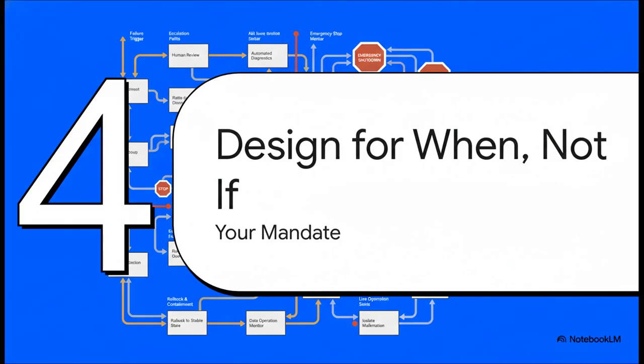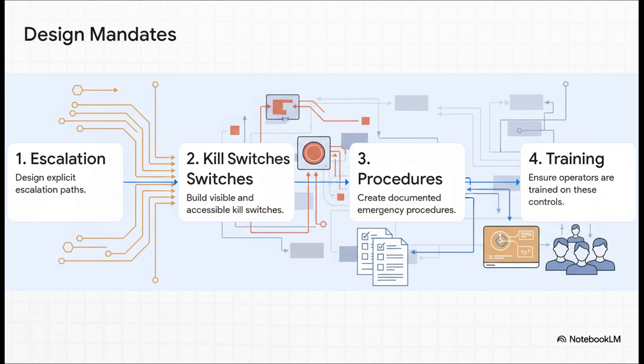So after all that, what does this actually mean for you, for your teams? Well, it means you have a very clear mandate. You have to design for failure. You have to design for when, not if. And here are your marching orders. First, design explicit automated paths for escalation. Second, build those kill switches and make sure they're visible and easy to get to.